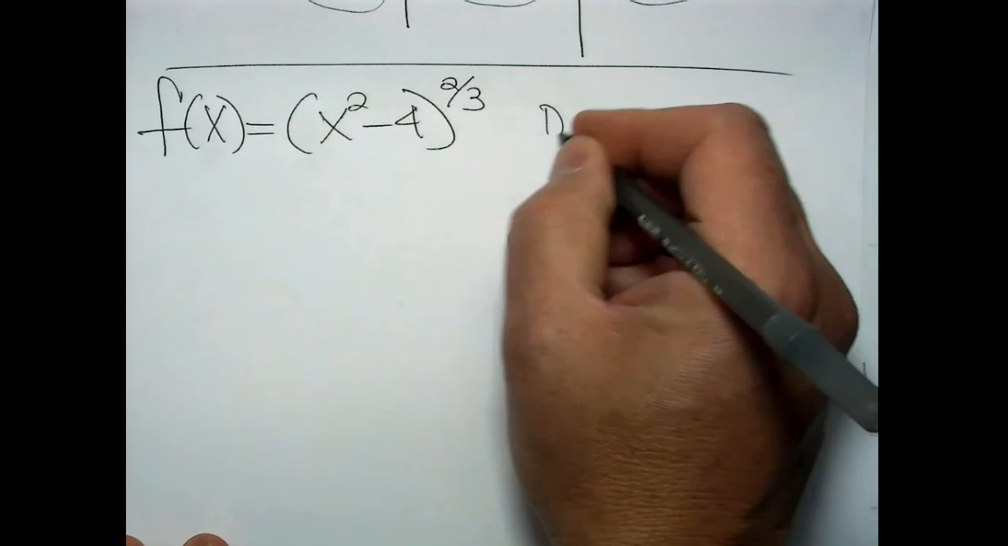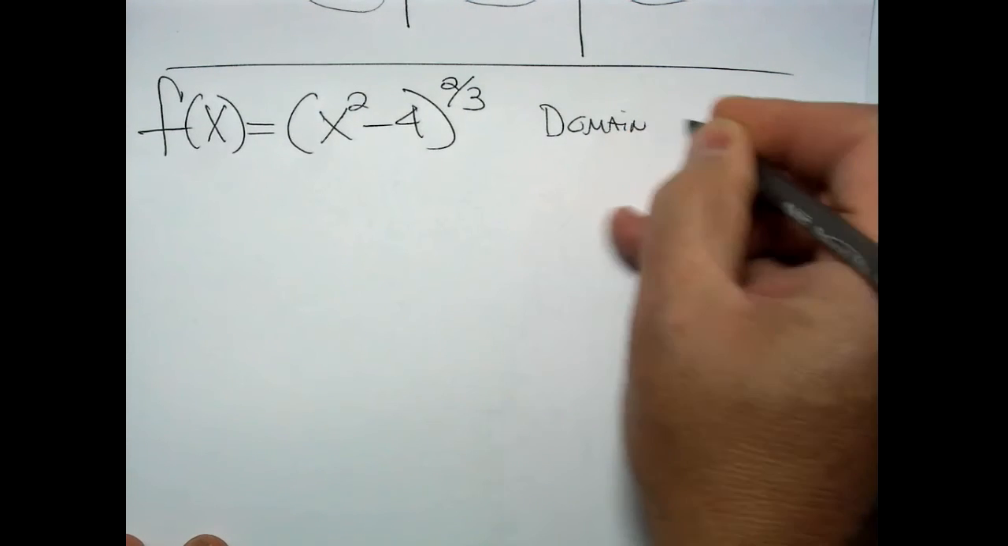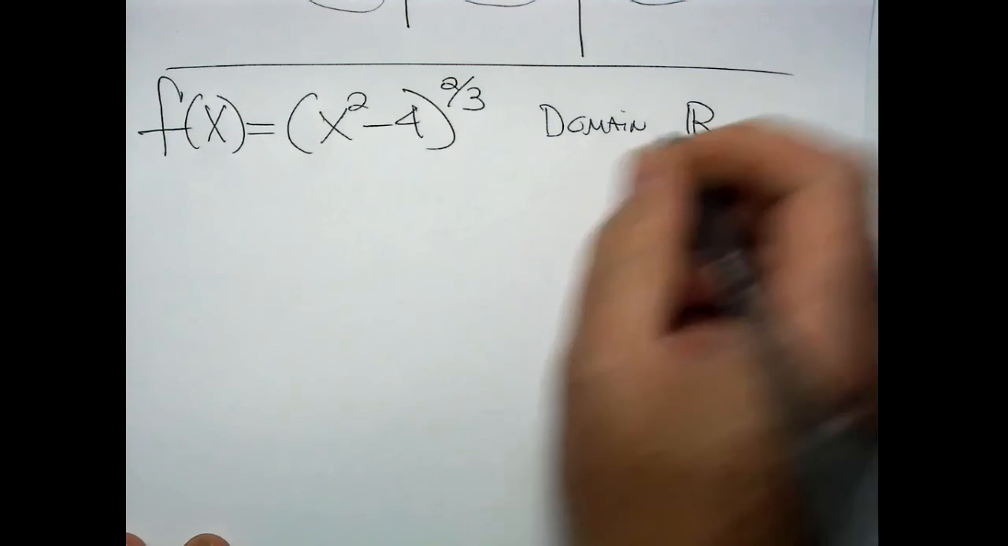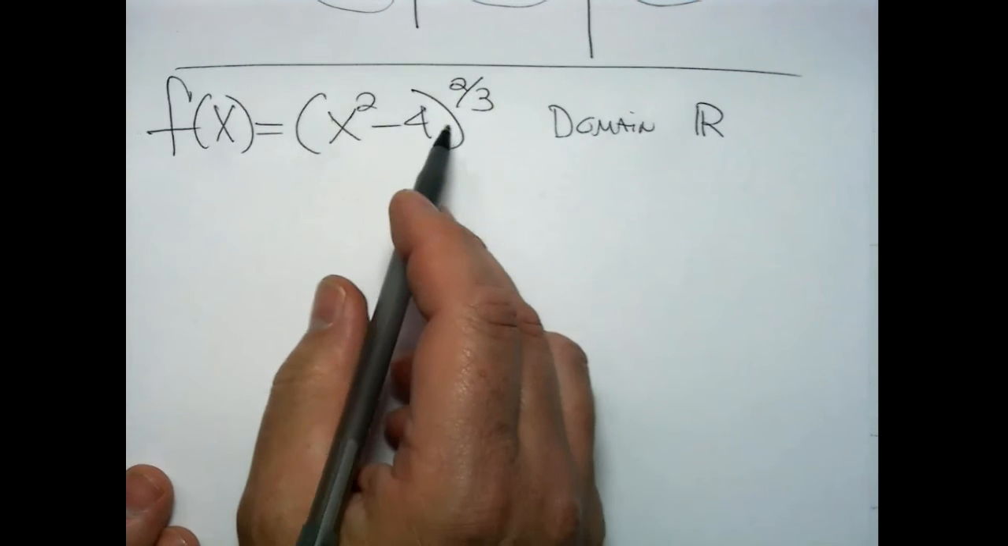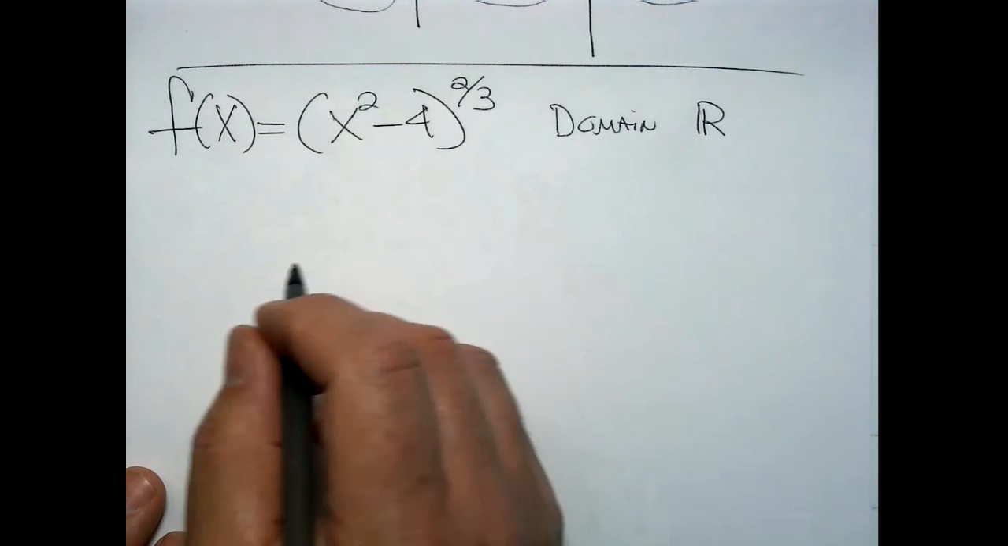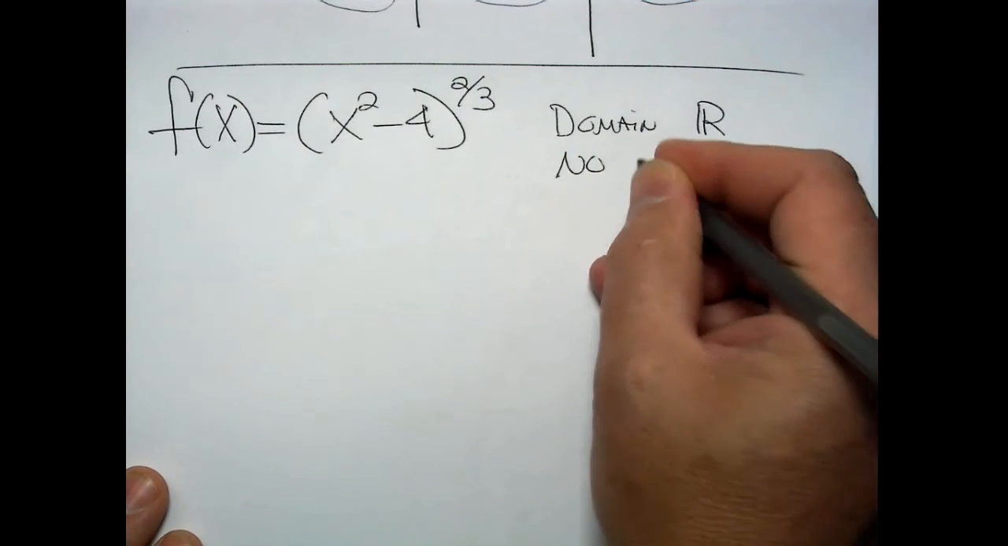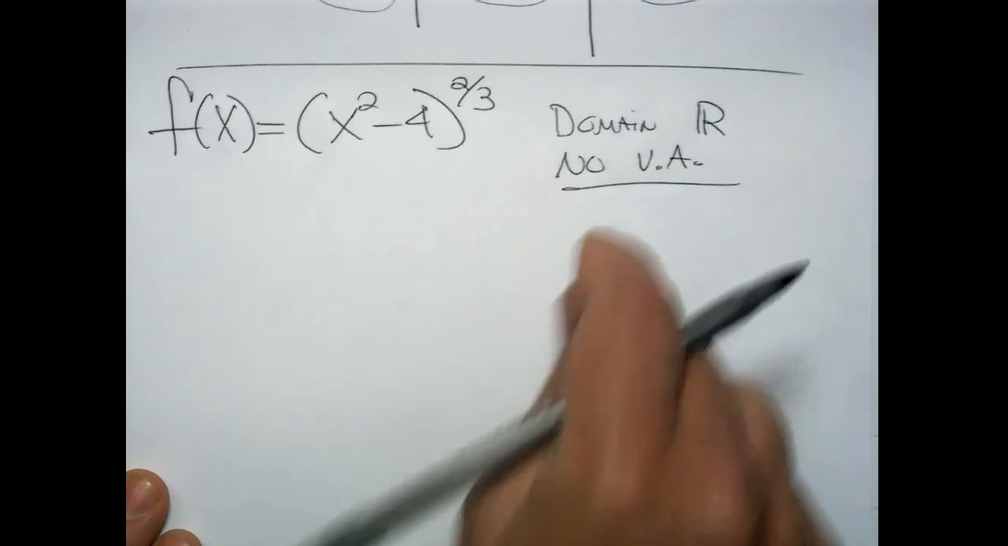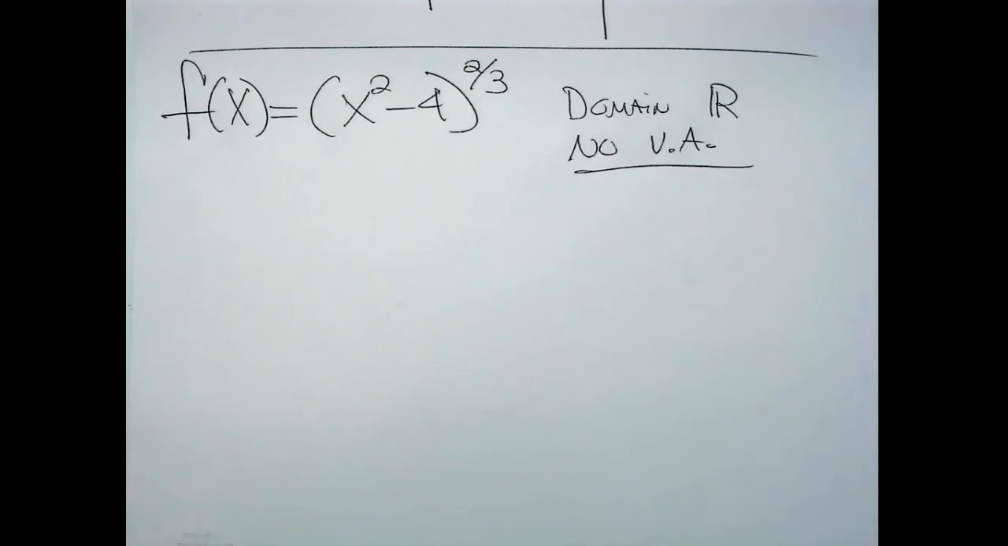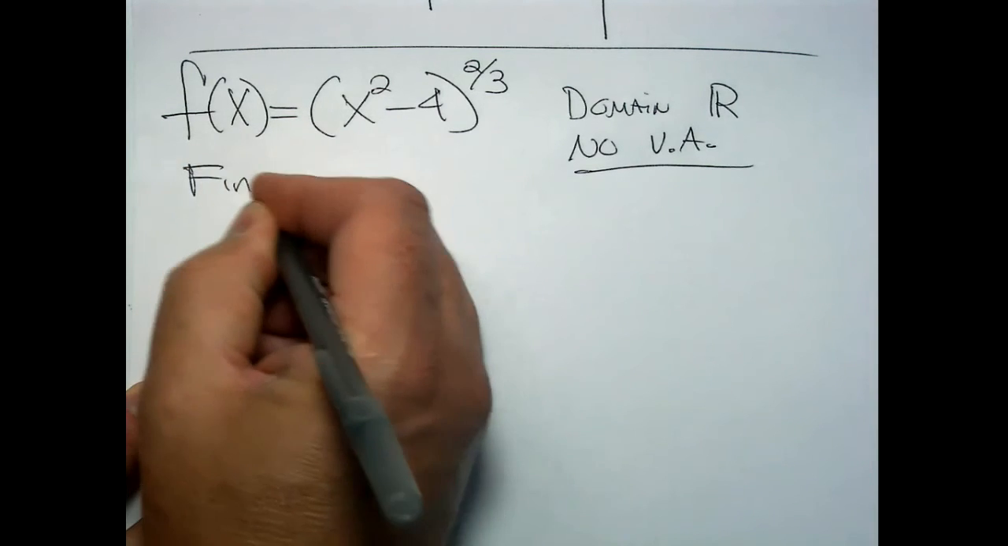So the domain, I think, is all real numbers, right? We'll never take the square root of a negative number. There's no square root. It's a cube root. We'll never divide by 0. That means there are no vertical asymptotes. If there is a vertical asymptote, you do need to take that into consideration. All right, first things first, we need to find our critical numbers.